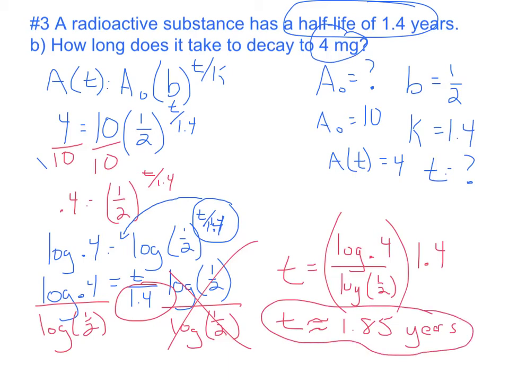So that one took a little bit more work. We had to take a log of both sides over here. Why did we have to do this? Because our variable was in the exponent. We had to use the big baby, little baby rule, or the power law.